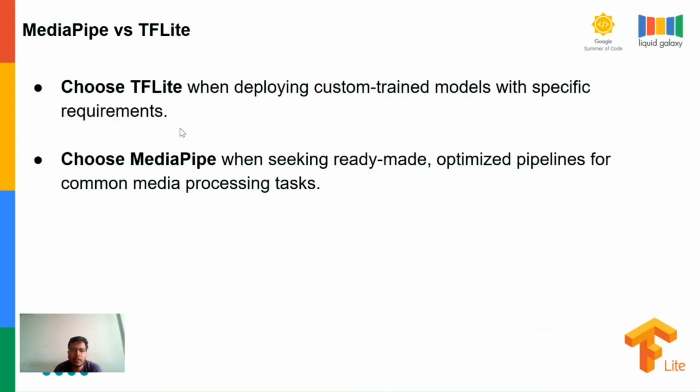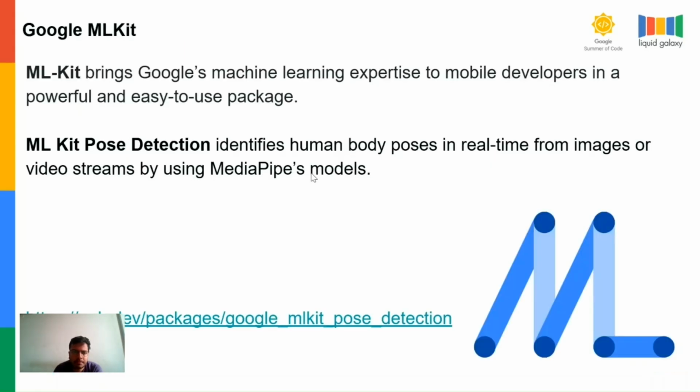So we can use TensorFlow Lite when developing custom trained models with specific requirements. If we have any specific requirements, then we have to modify the input and output of the TFLite model accordingly, as per our convenience. And we can use MediaPipe if we are seeking ready-made optimized pipelines for common media processing tasks. These are a bit easier to use, and they are also used in various other packages as well.